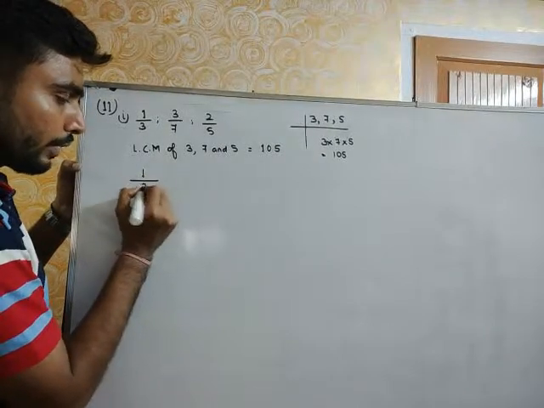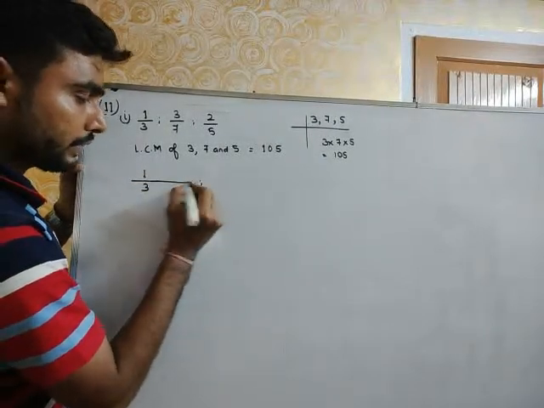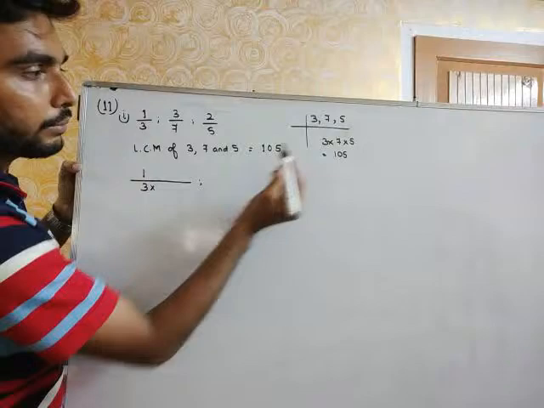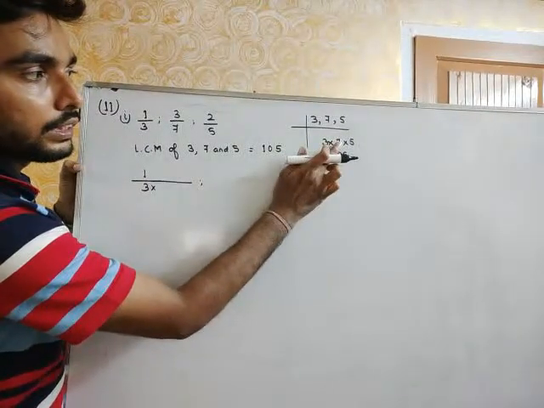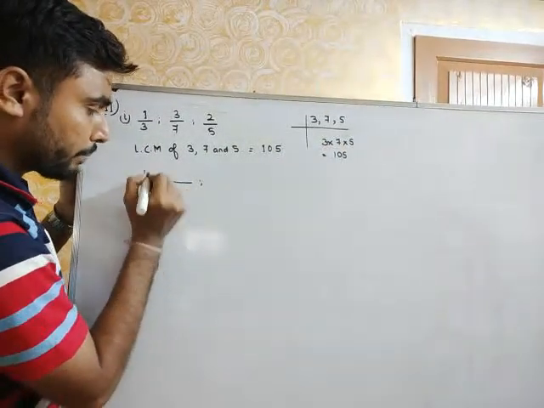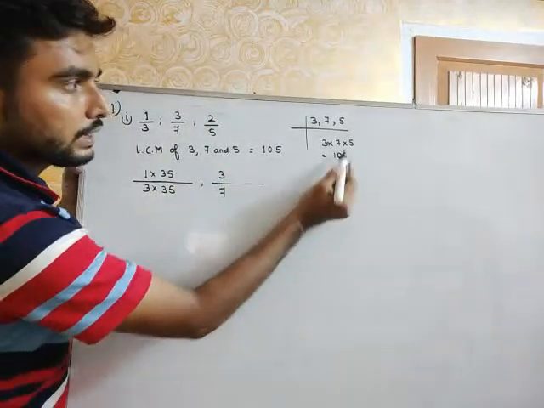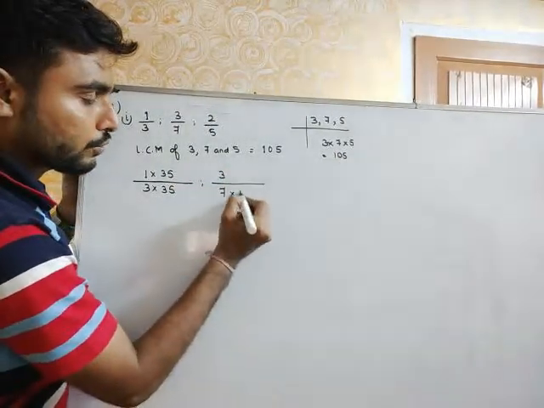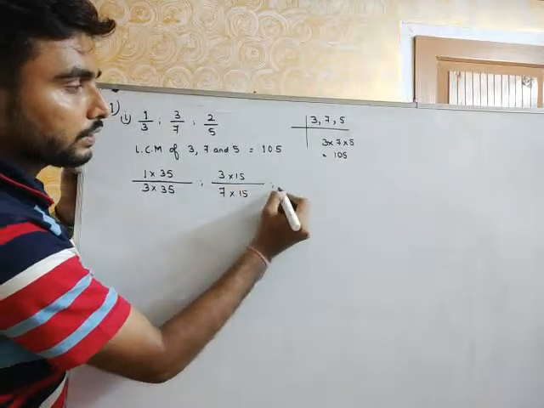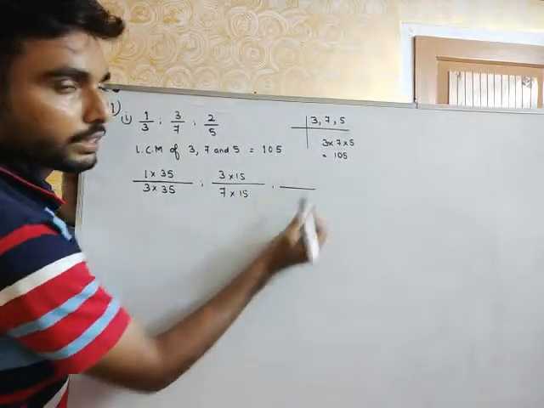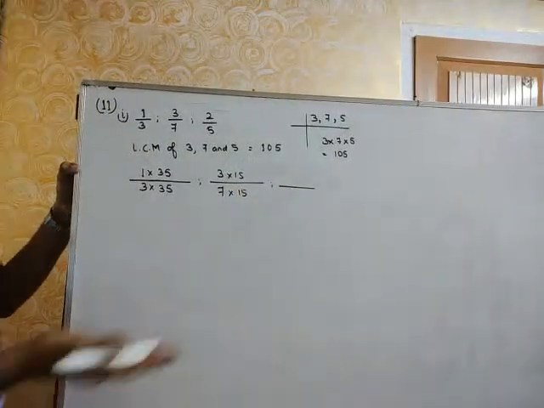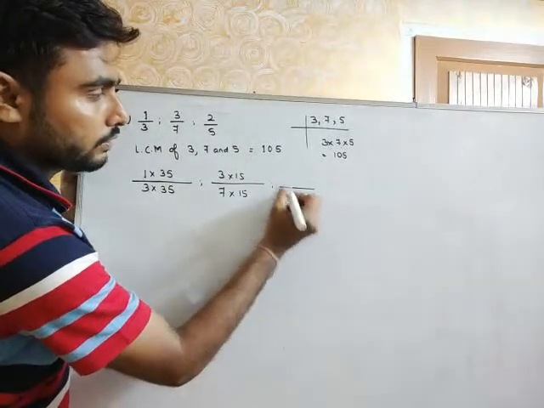Now you have to make all the denominators the same. For 3, what do we multiply to get 105? 7 into 5 is 35, so you have to multiply 1 by 35. For 7, 3 into 5 is 15, so you have to multiply by 15. Similarly for 5, 3 into 7 is 21, so you have to multiply by 21.